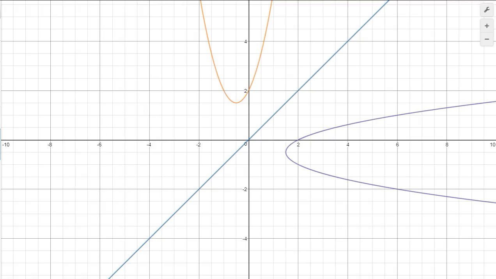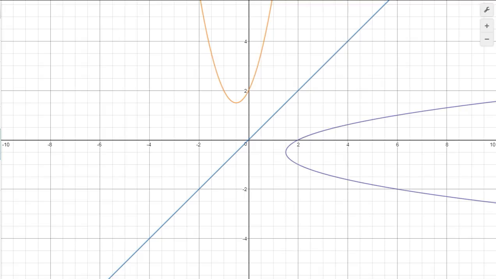And as you can see, this inverse is not a function because if we draw a vertical line, it intersects at 2 points. So when x is 4, y could be 0.618, or it could be negative 1.618. And that's true anywhere along the line. So if we draw a vertical line, it's going to intersect at 2 points. So that is not a function.